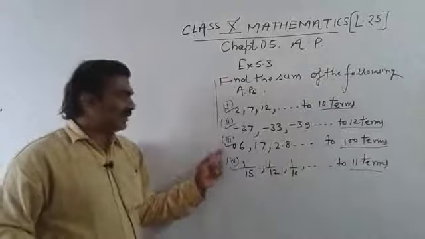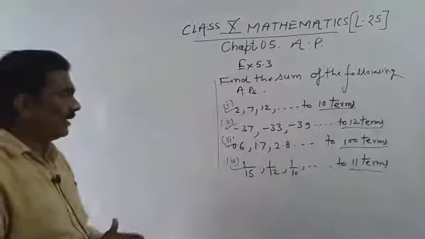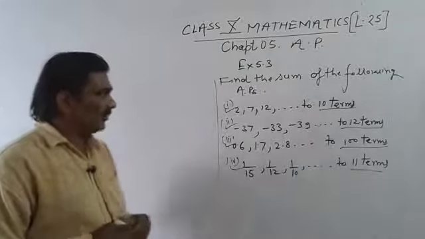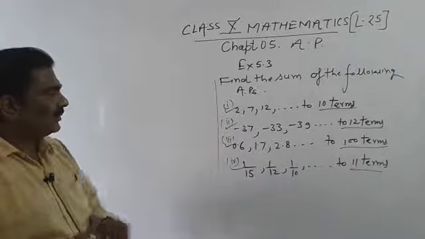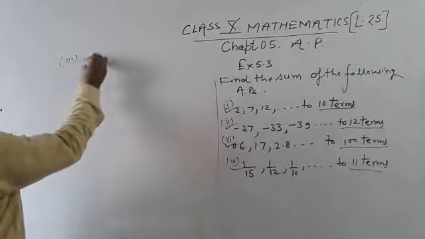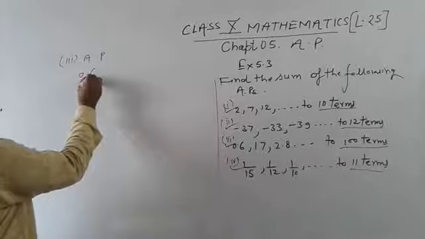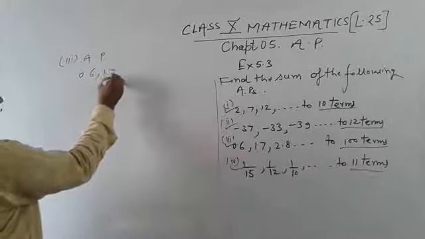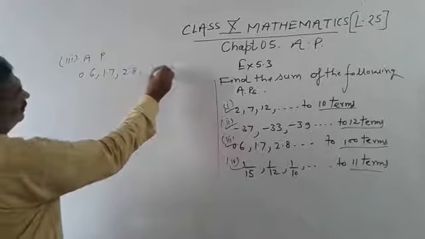So students, now I have solved the second part of this question. Now we will take the third part here. AP is given: 0.6, 1.7, 2.8, up to 100 terms.